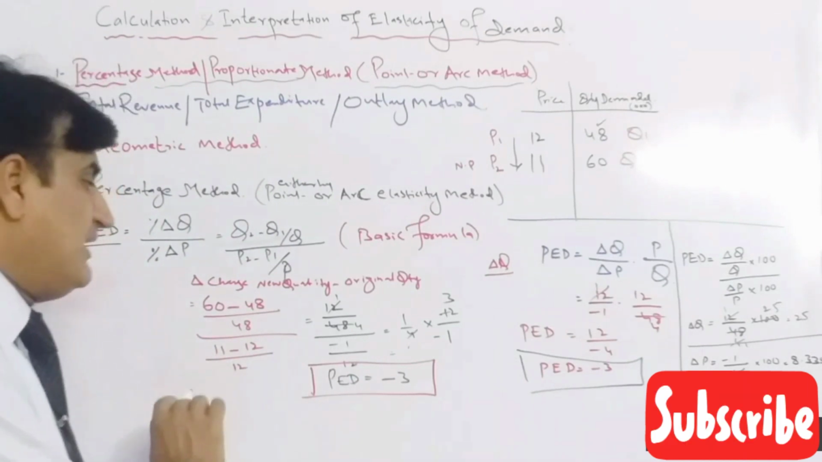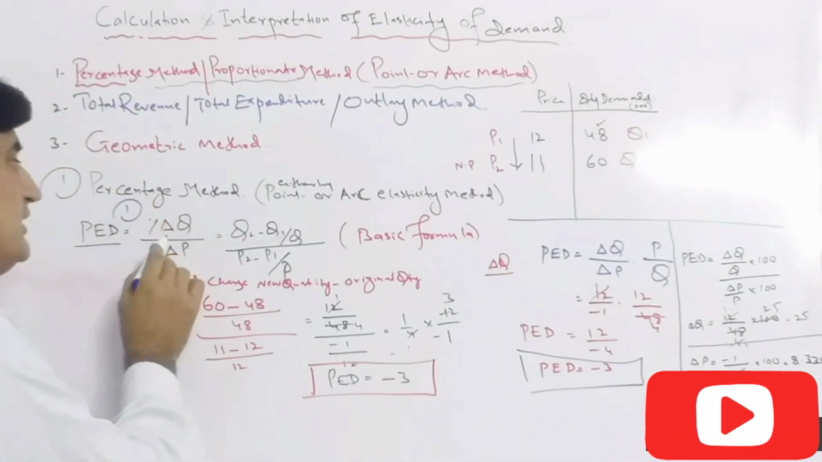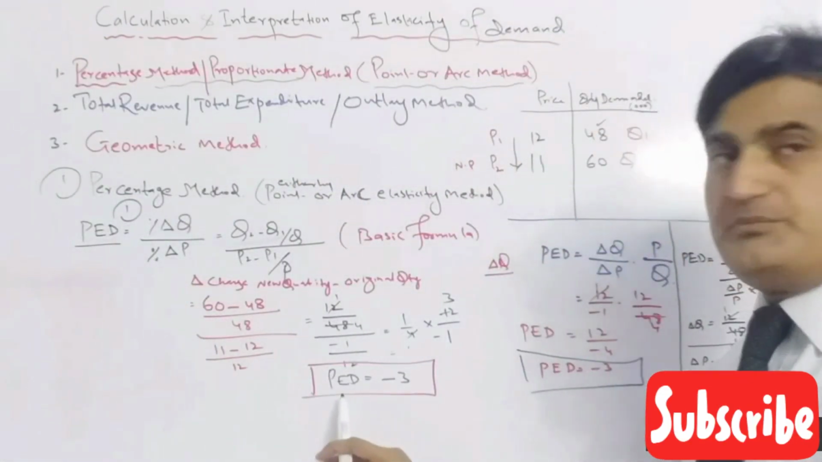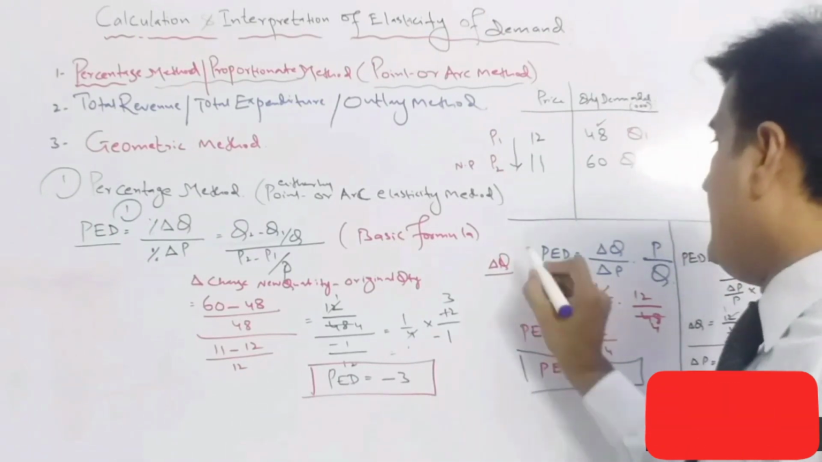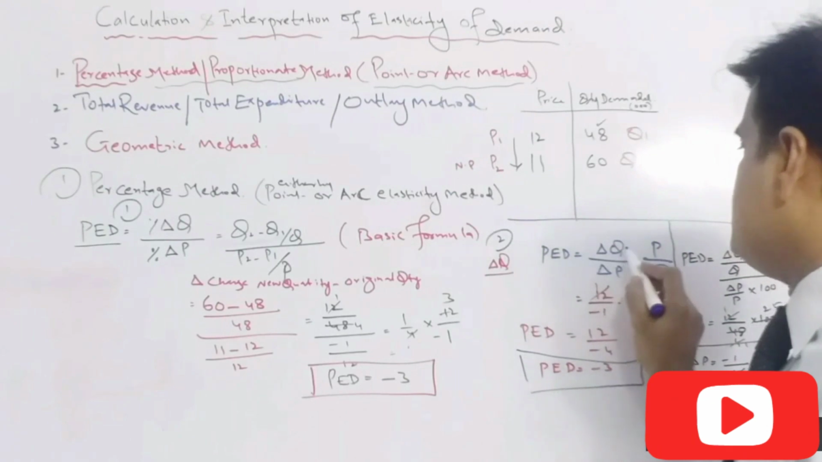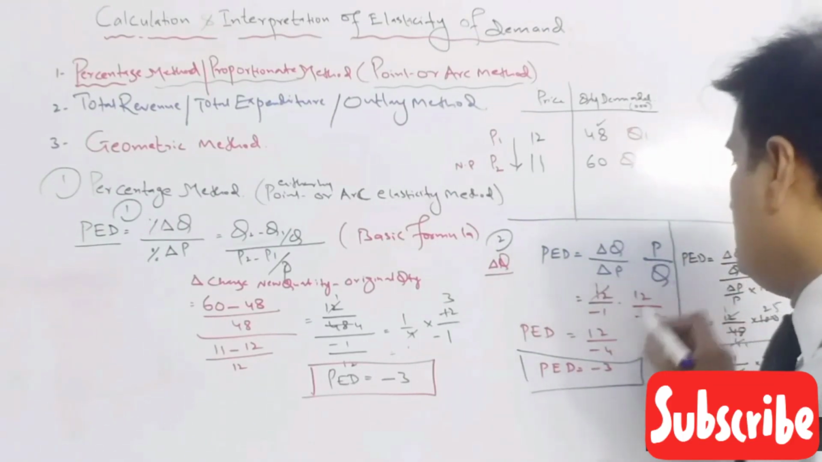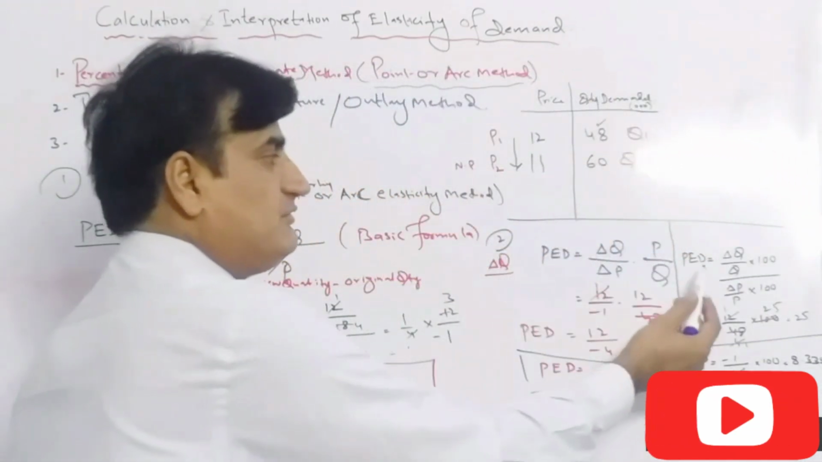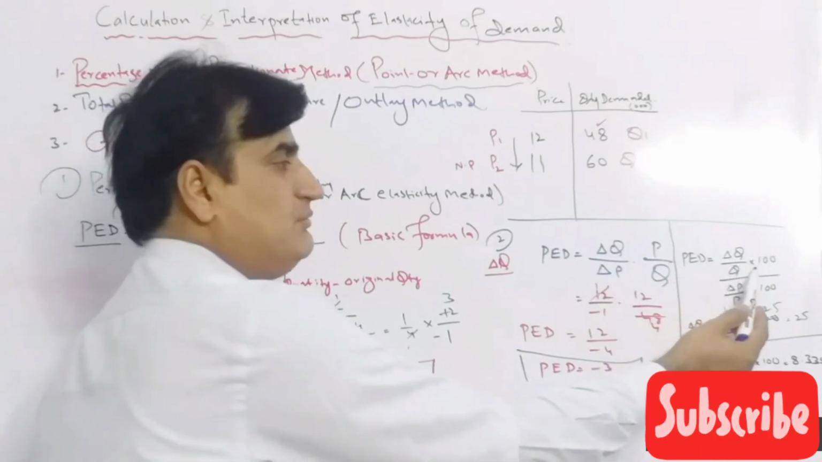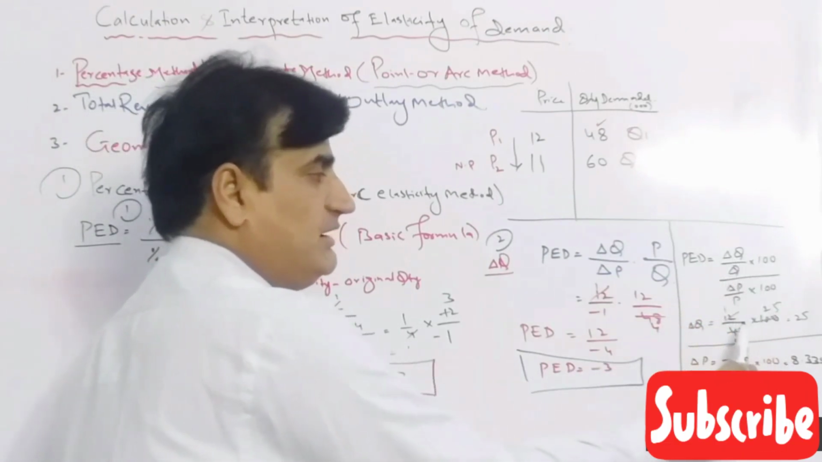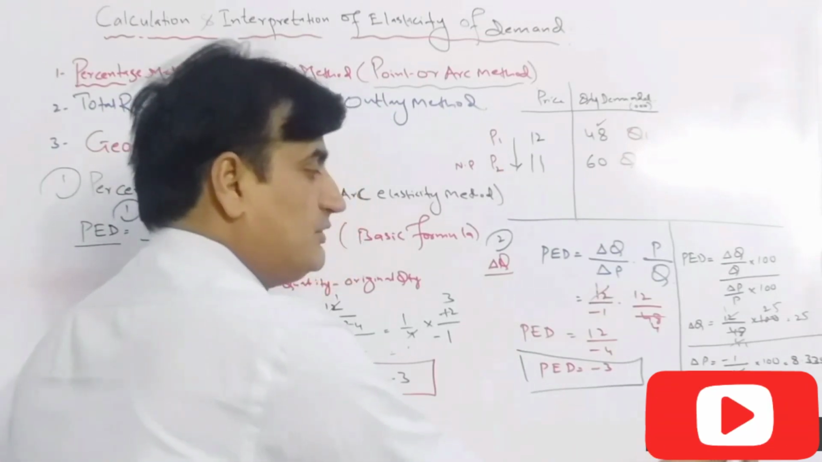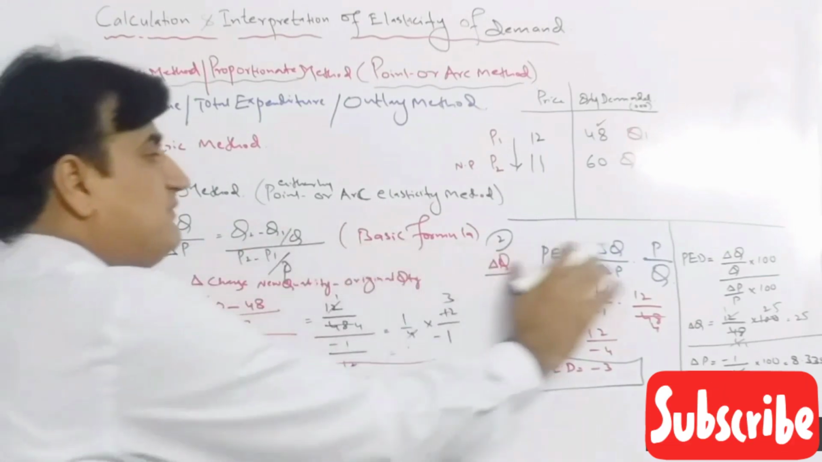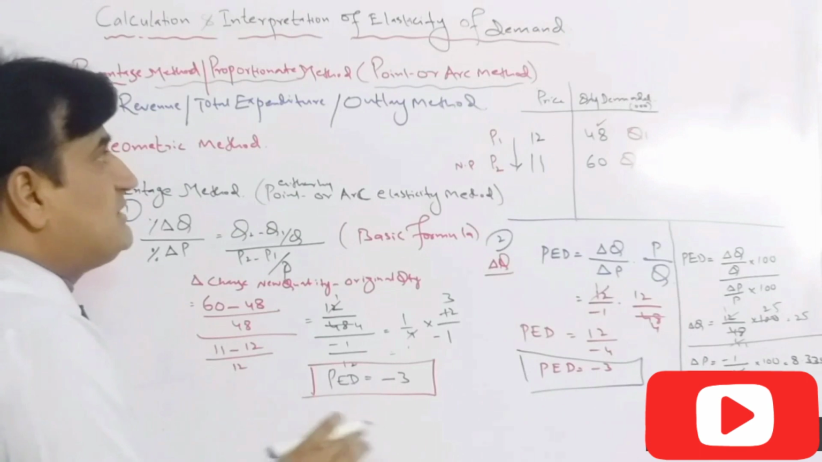We have calculated the elasticity by using the basic formula, percentage change in Q over percentage change in P. The price elasticity of demand is minus 3. We have calculated the elasticity by using this formula, change in Q over Q, over change in P over P. So the elasticity of demand is minus 3. Another formula we have used, price elasticity of demand, change in Q over Q multiplied by 100, change in P over P multiplied by 100. So we have calculated the same elasticity. So minus 3, minus 3, minus 3. The result is the same by using any of these formulas.